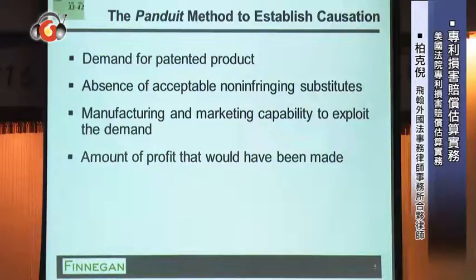The second one is where the biggest fight is. Whether there are non-infringing alternatives that are out there. So even if the infringer sold an infringing product, if the infringer could have sold something else out there in the marketplace and still taken your sales away from you, you're not entitled to lost profits. This is probably the most hard-fought area in patent litigation when lost profits are involved.